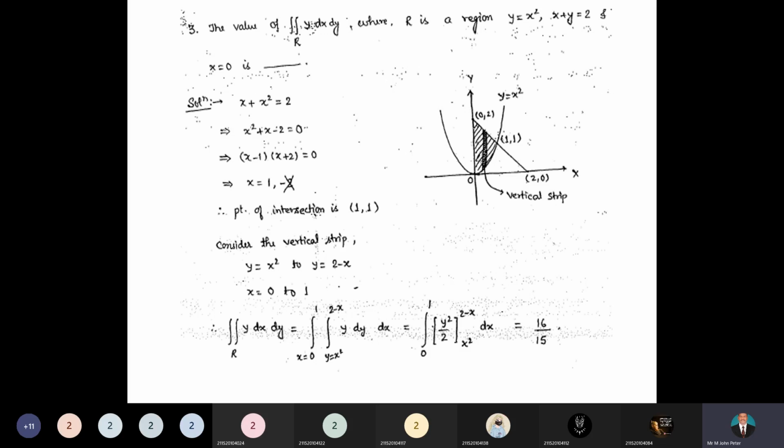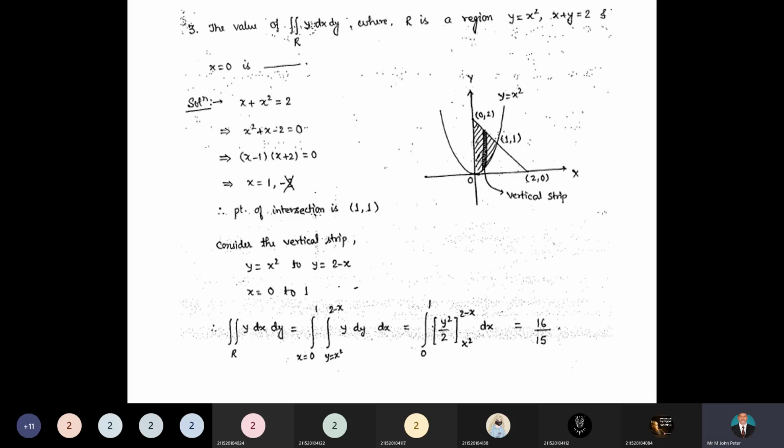Make it a quadratic equation, x square plus x minus 2 equal to 0. Factorize it, you will get x minus 1 into x plus 2 equal to 0. So x equal to 1 and x equal to minus 2. So x equal to minus 2 is out of our scope. That minus 2 point is in the second quadrant, which is not considered for the integration, so we omit it. We take only the first quadrant, the positive quadrant of x and y, so we consider only x equal to 1.